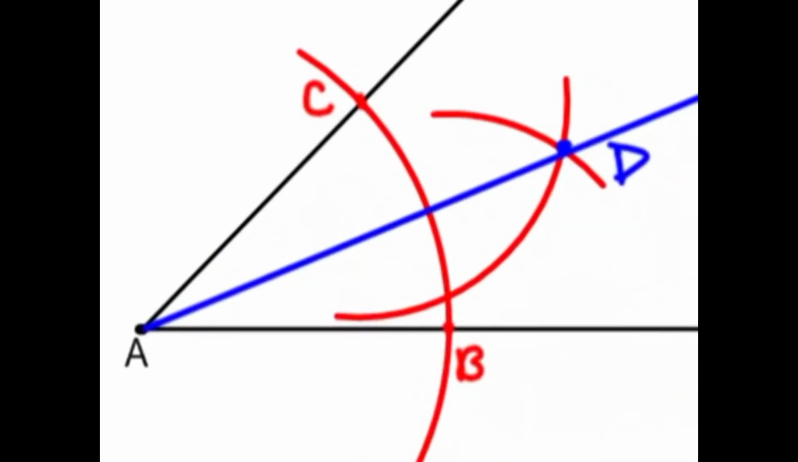And there you have it. You have ray AD is the angle bisector of angle CAB.